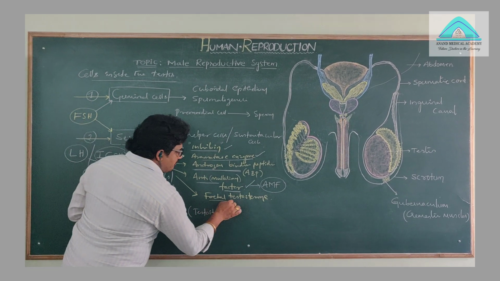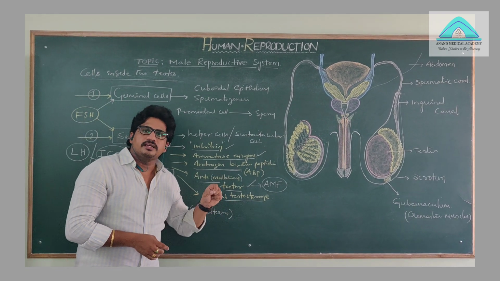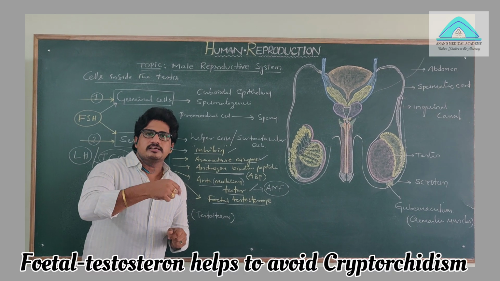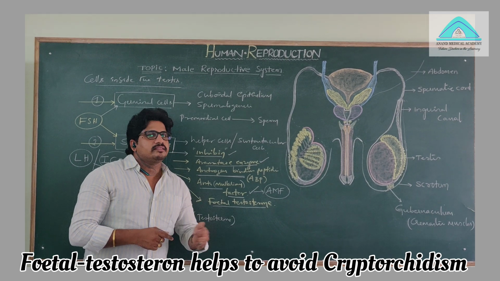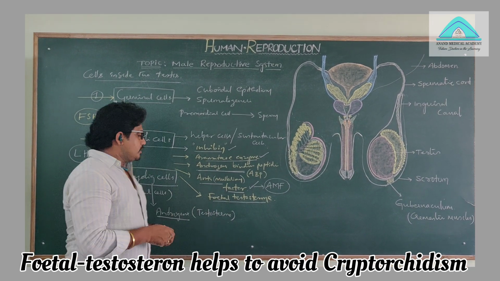So the last one, fetal testosterone. I told you this one, fetal testosterone helps at the time of the 3rd month of the fetus. In case of the male, the testicles come into the scrotum so that the extra-abdominal testicles can be functional in the further stage of the particular baby, nothing but adult stage.